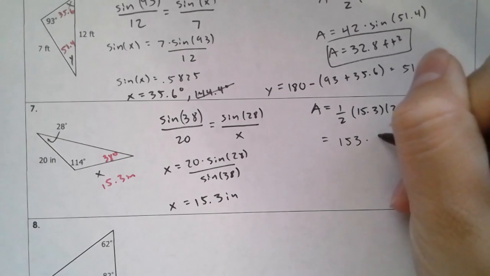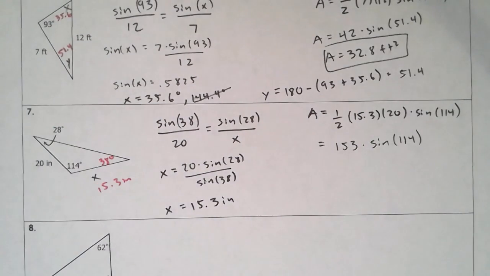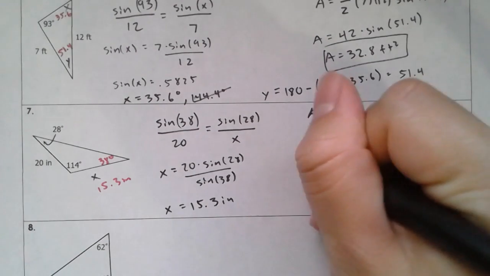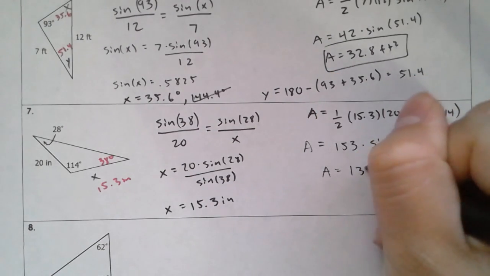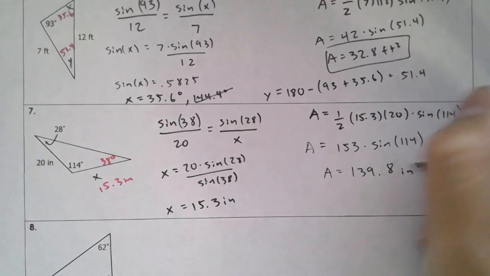153 times sine of 114, and you're going to get that the area is equal to 139.8 inches squared.